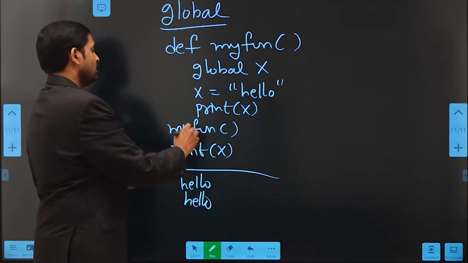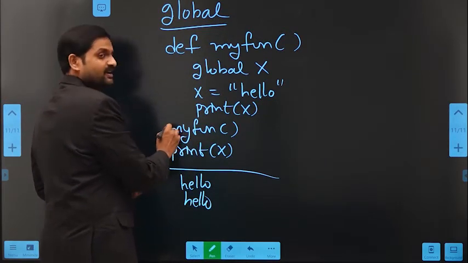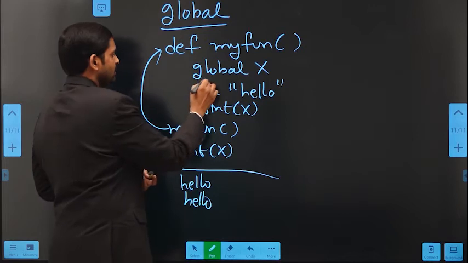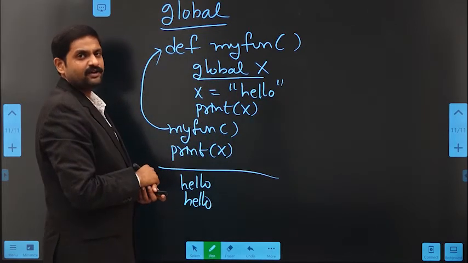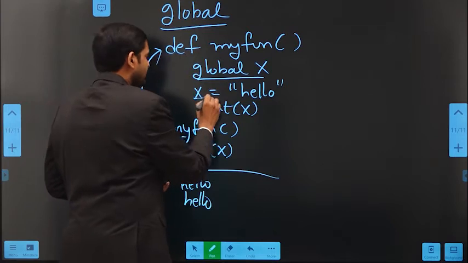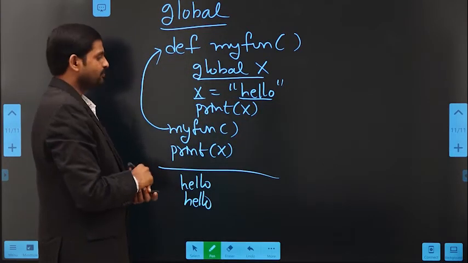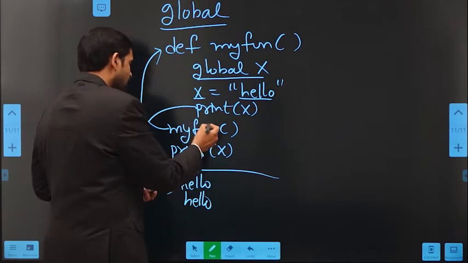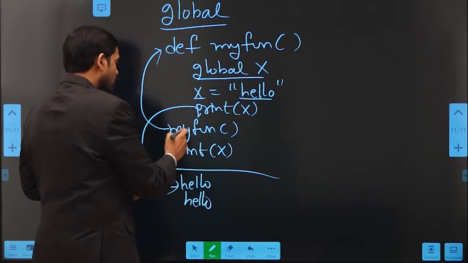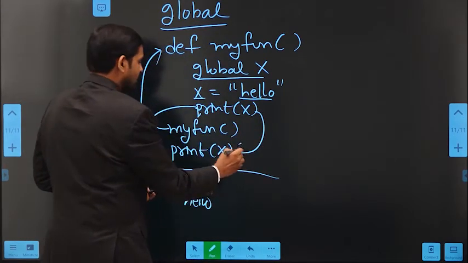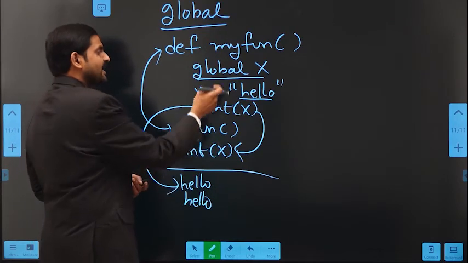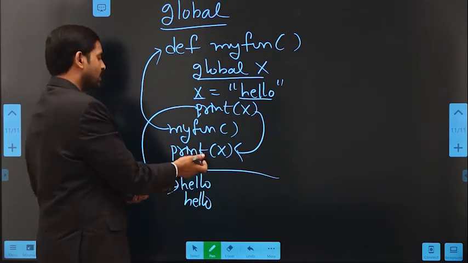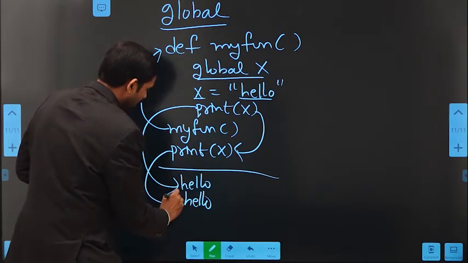Okay. So whenever my function is called, control goes to the function definition, where it sees that the variable is declared under global, x holds the string hello, print x, this hello will be printed. Again the function is over, control comes to the next statement, print x. As x is declared under global, its scope is everywhere in the program. Again it prints hello.